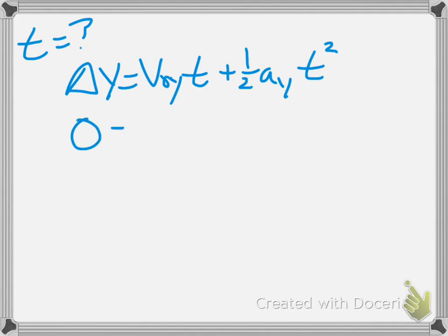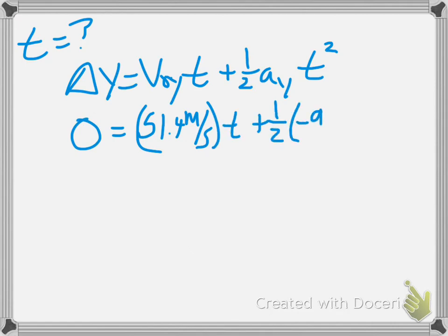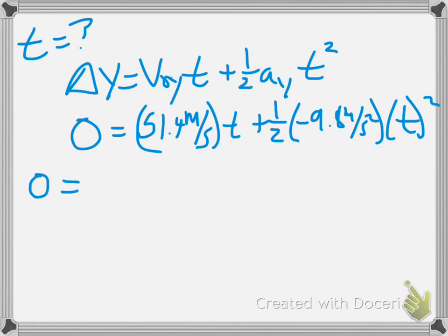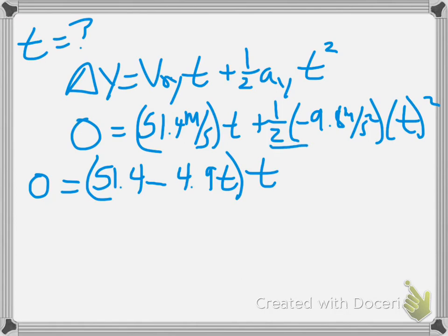So we have 0 is equal to 51.4 meters per second times time plus 1/2 multiplied by negative 9.8 meters per second squared multiplied by time squared. So how do we solve that? Well, one of the best ways to do it is by factoring. So we have this equal to 0, and everything on this right side has got a t in there. So 0 is equal to, and I'm going to drop my units just so we don't get confused, (51.4 minus 4.9t) times t. So where'd the 4.9 come from? Well, that's 1/2 times negative 9.8, which gives you a minus 4.9 right there.